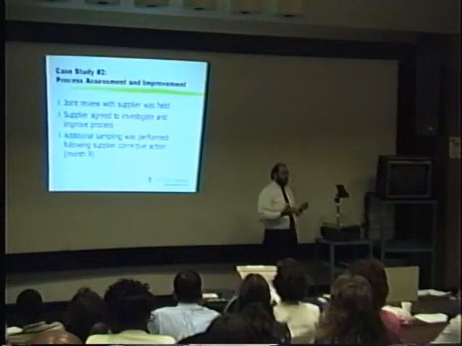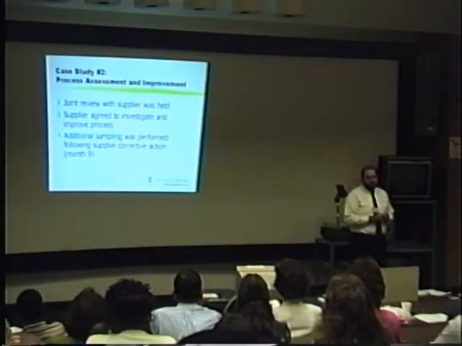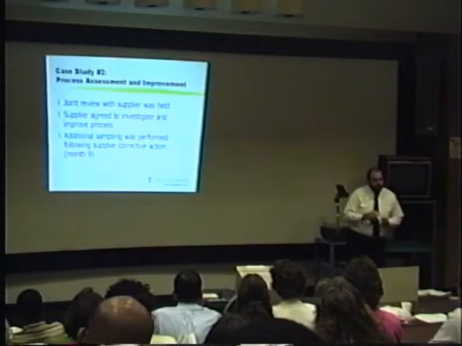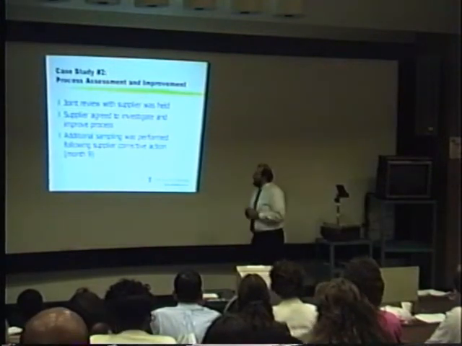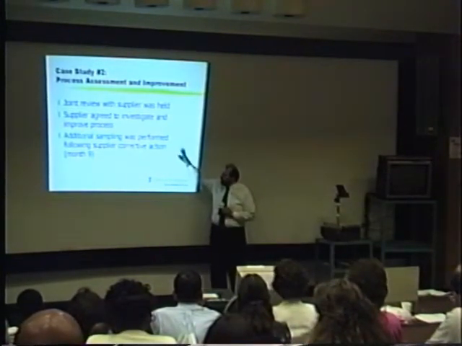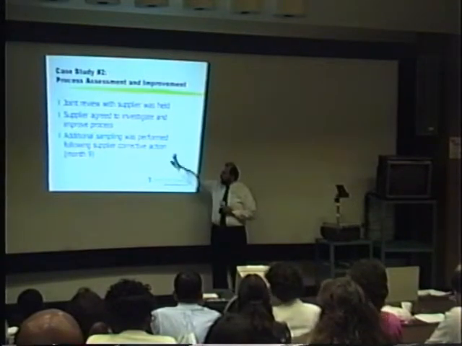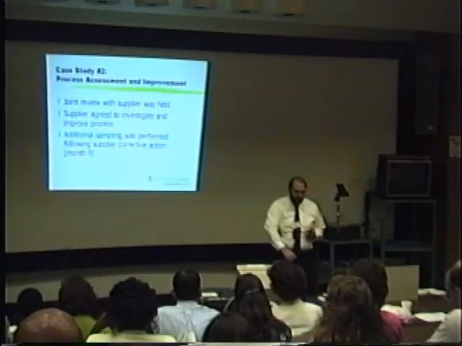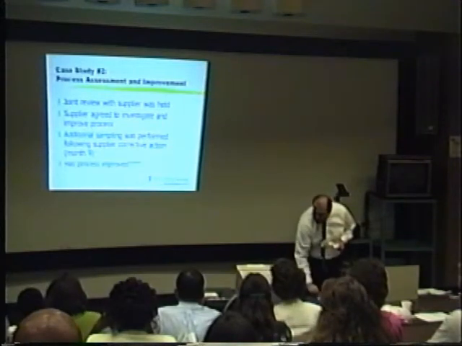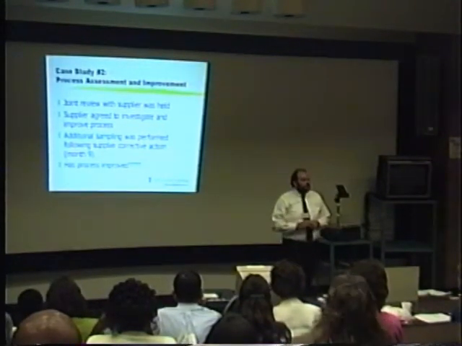So what we basically said was, why don't you see what you can do with the current process? And as you'll see, we then obtained a second sample. We called it month 9 here. And the issue then is, has the process improved?